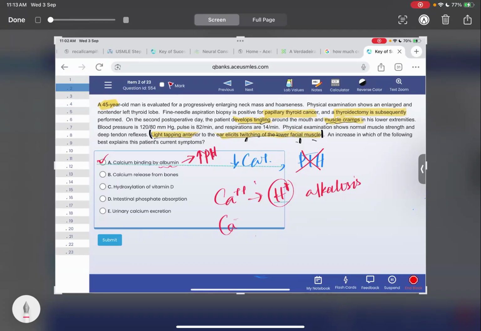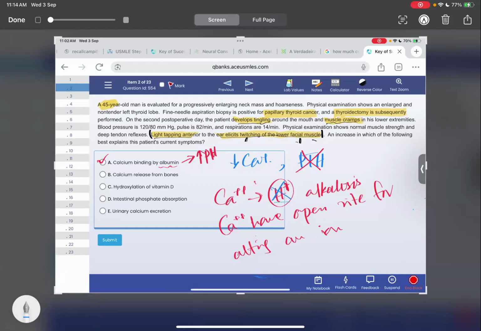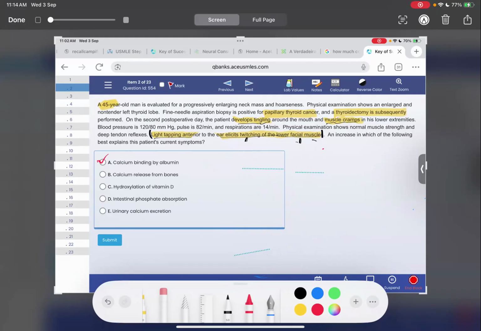the calcium has open sites for attaching ions because we have decreased hydrogen in alkalosis. So while normally it binds to hydrogen, in case of alkalosis it will bind to albumin. Okay, got this? Yes, sir. Okay, what about option B?